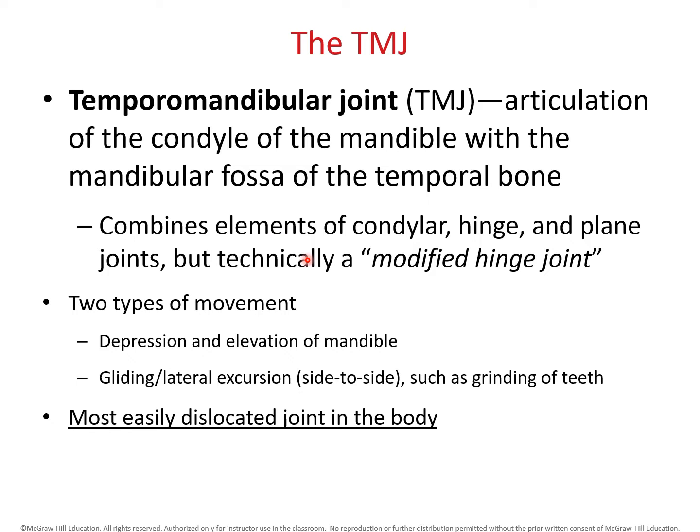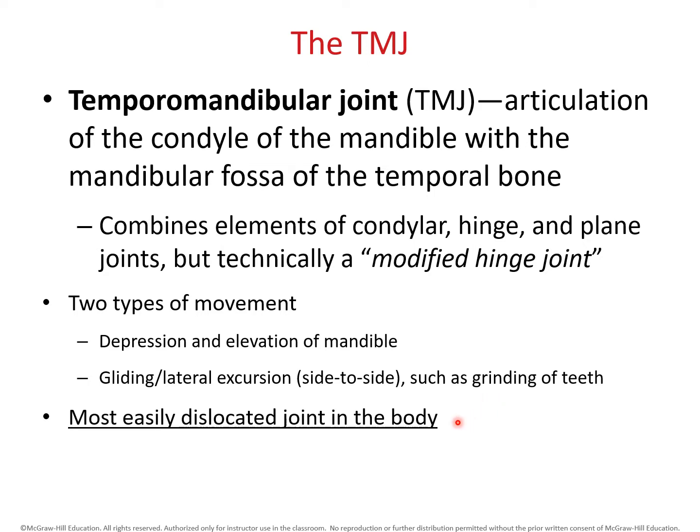Now, as far as classifying this joint, we really can say that this is considered a modified hinge joint. It does actually combine aspects of these other types of joints listed here, condylar and plane joints as well, okay? But mainly we can just call it a modified hinge joint. You should know the types of movements possible at this joint. We can do depression and elevation of the mandible, as we have previously discussed, as well as lateral excursion, which is also called gliding, and this is like a side-to-side motion. You think of this when you grind your teeth.